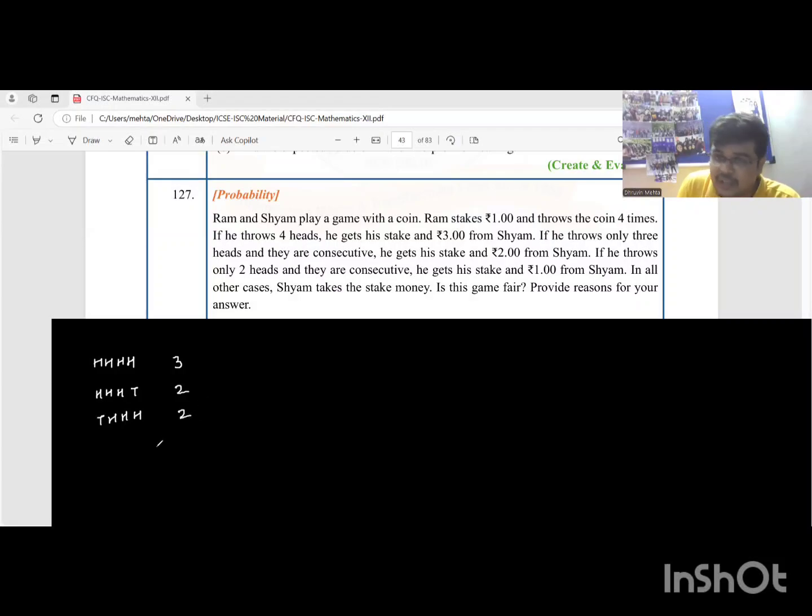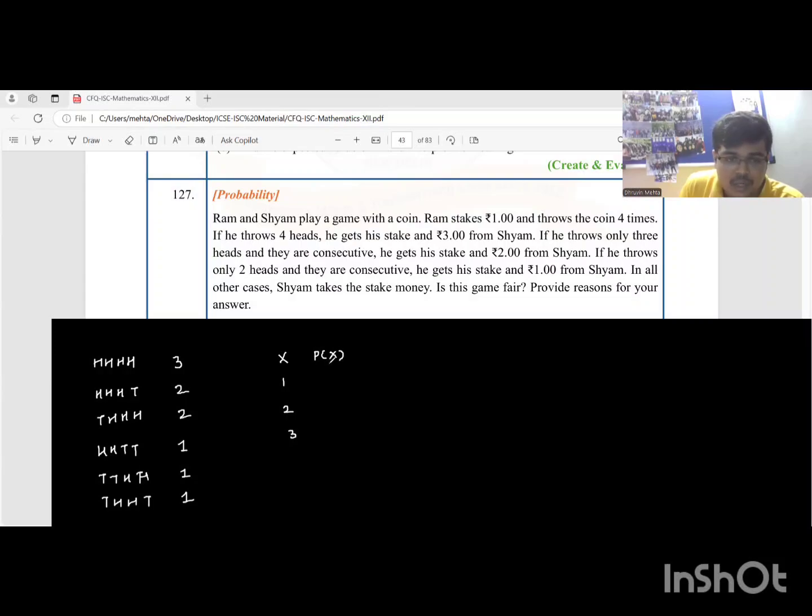If he throws only 2 heads and they are also consecutive, so H, H, T, T, or T, H, H, T, or T, T, H, H. These are the 3 possibilities. In that case, he gets rupee 1. In all the other cases, Sham takes the stake money. Is this game fair? So here, students, do you understand? The values of X are 1, 2, and 3.